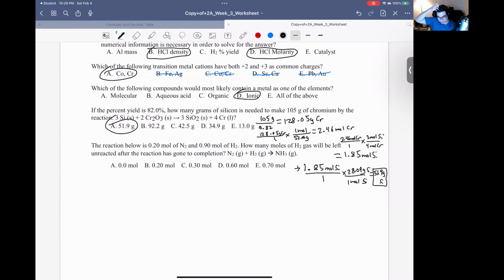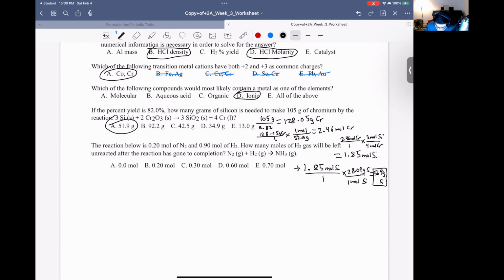All right, next, last one. It says the reaction below is 0.20 moles of N2 and 0.90 moles of H2. How many moles of H2 gas will be left unreacted after the reaction has gone to completion? Okay, so it is nice that they are telling us that N2 is our limiting reactant. Now, to double check this, we need to make sure that this is balanced. This is not balanced.